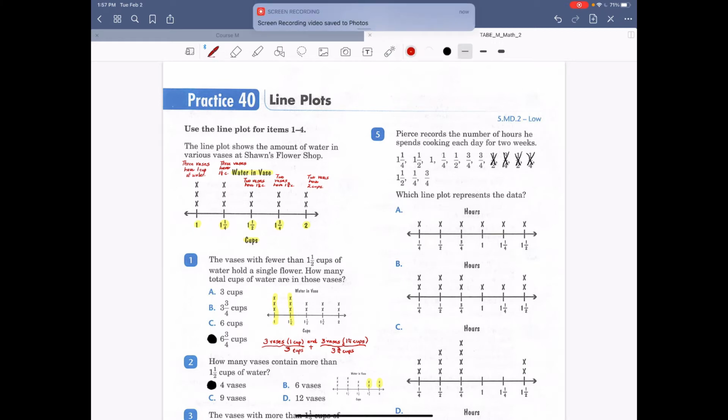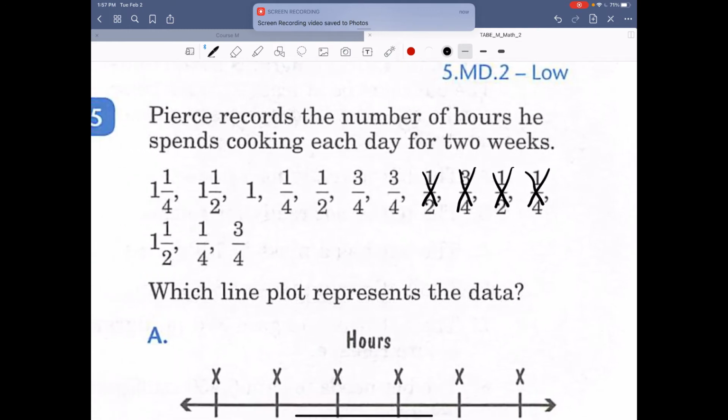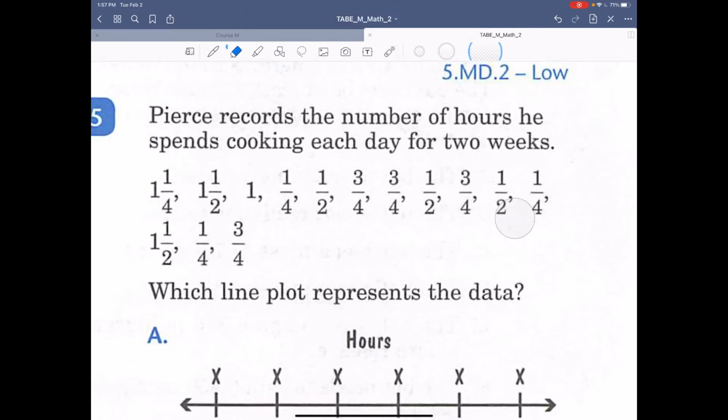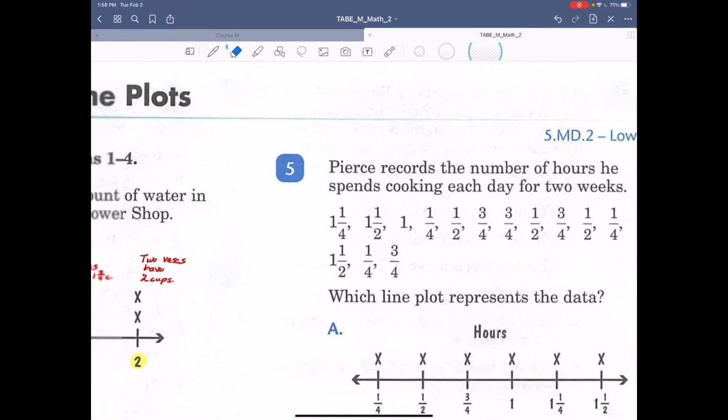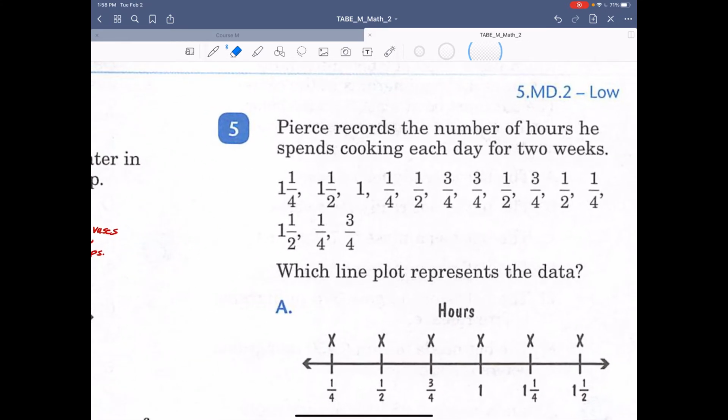Number 5. Pierce records the number of hours he spends cooking each day for 2 weeks. And these are the times in hours. Which line plot represents the data? In order to do this one, I'm going to use what's called a tally table, and I'll explain how that works.